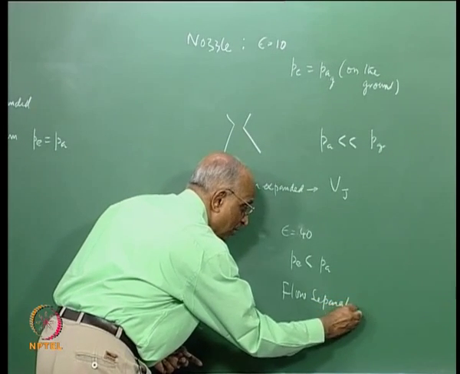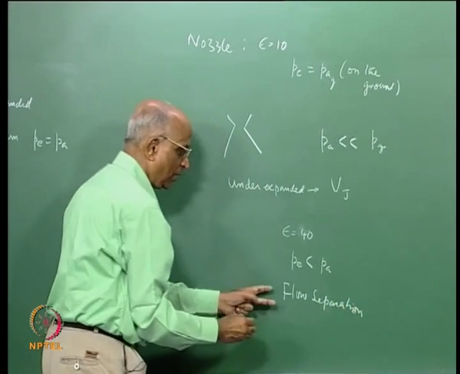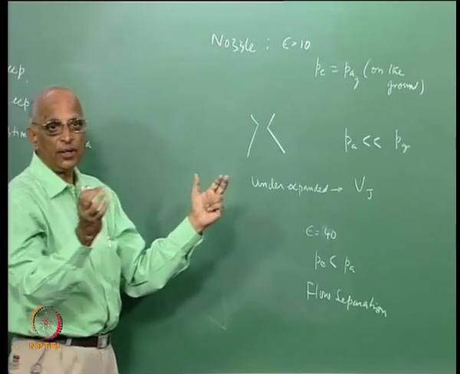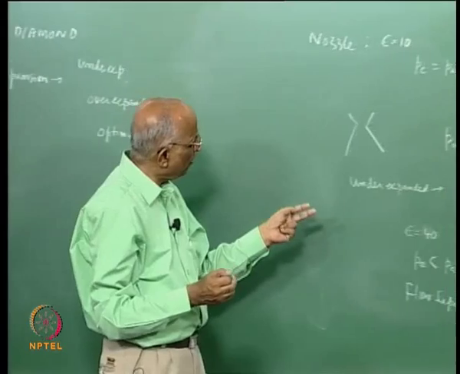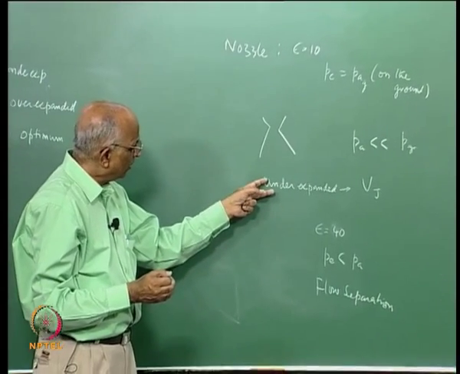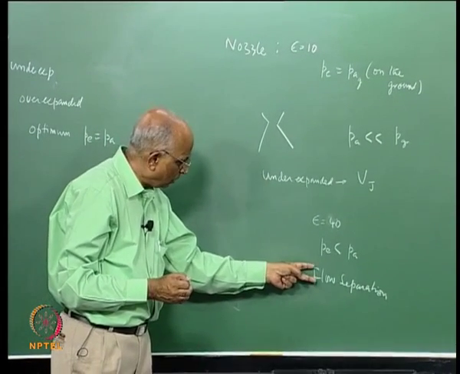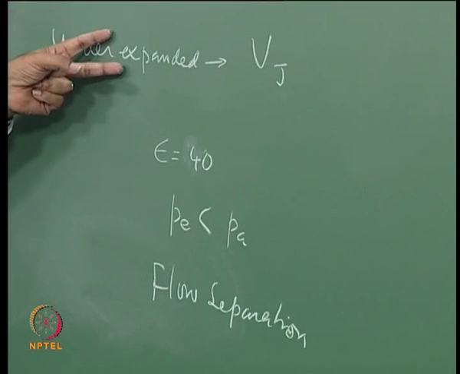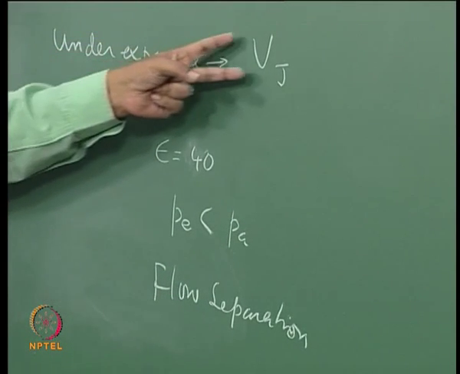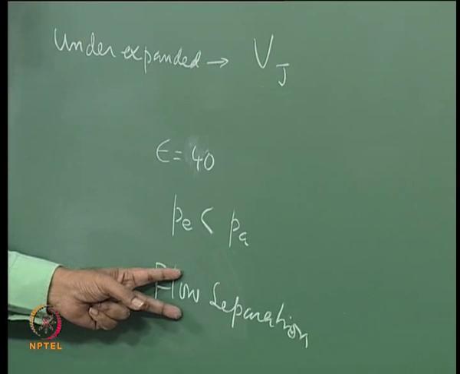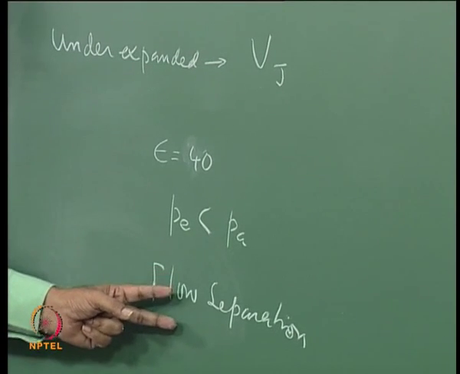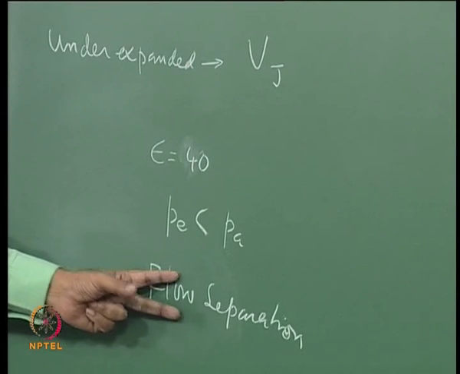then in this case I will have flow separation, which is again not desirable, because I have shocks and I have asymmetric flow separation, or I have side loads on the nozzle. Therefore, we find that in general we cannot live with under expansion because I lose jet velocity, but at the same time I cannot have over expansion because I cannot deal with flow separation also.